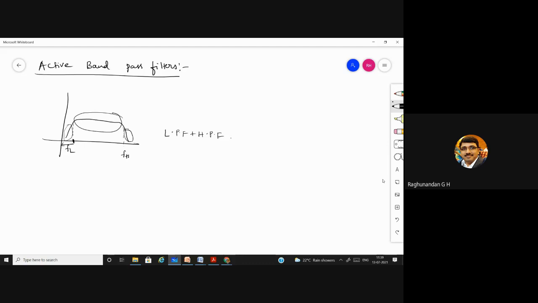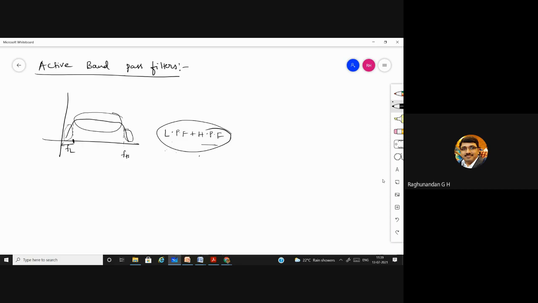So what is this low pass filter going to do? It is going to pass only the lower frequency and attenuate higher frequencies. What is this high pass filter going to do? It is going to allow the higher frequencies and attenuate the lower frequencies. When these two are cascaded together, the unwanted lower frequencies and unwanted upper frequencies will be removed, and the midband frequency will be allowed.